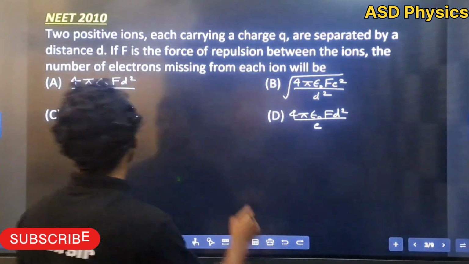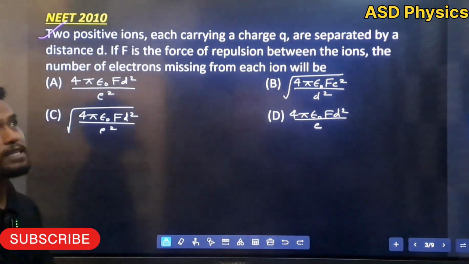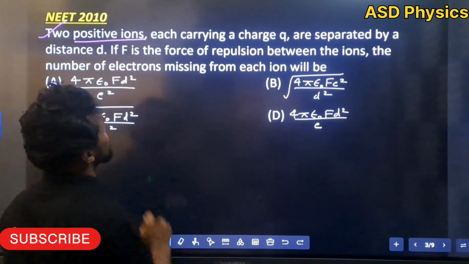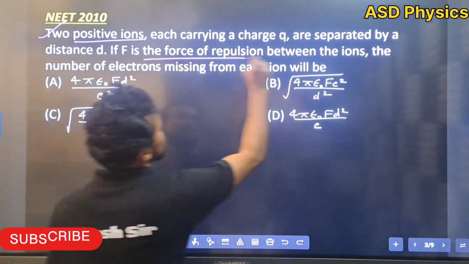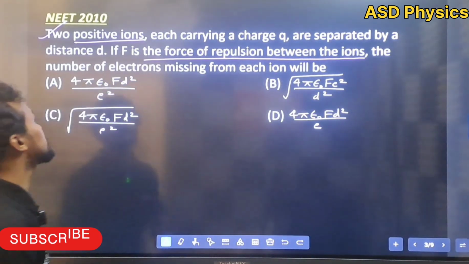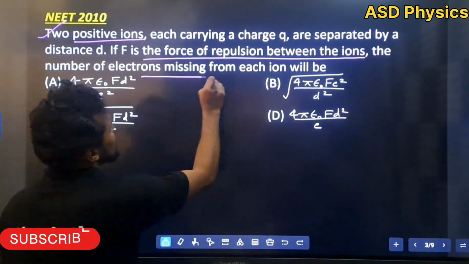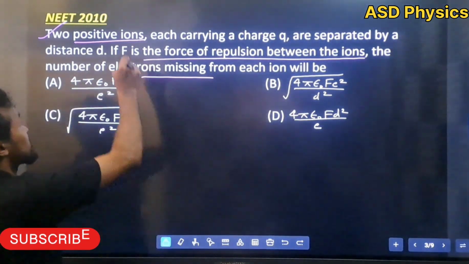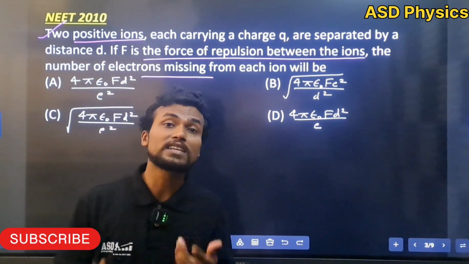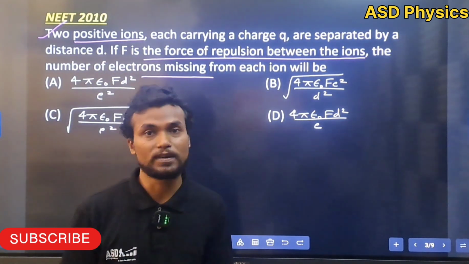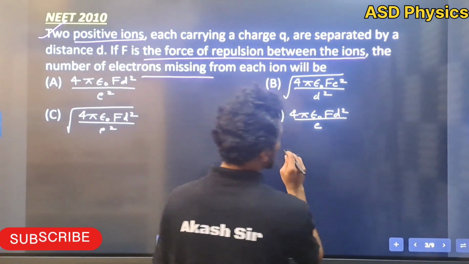Okay students, next question here please, which came in NEET 2010. Two positive ions each carrying a charge Q are separated by a distance D. If F is the force of repulsion between the ions, the number of electrons missing from each ion will be how much? You know very well, as the ion is positive, definitely electrons will be missing. Similarly, if the ion is negative, then extra electrons will be present. So depending upon the question, let's check here.